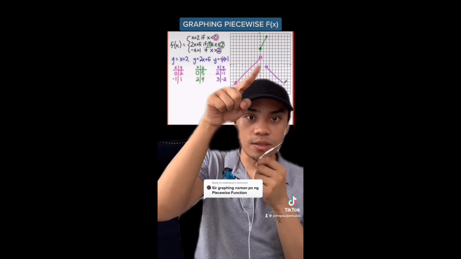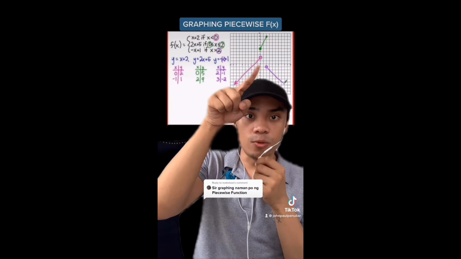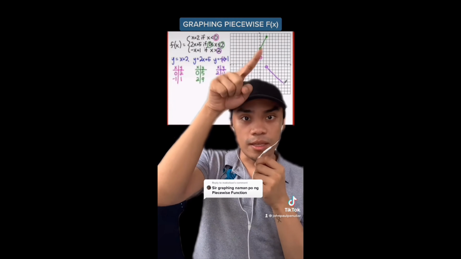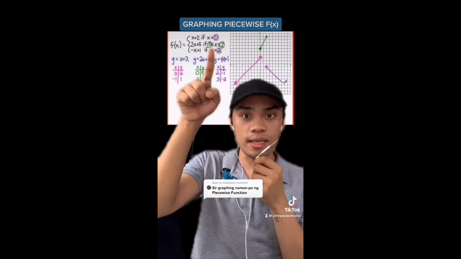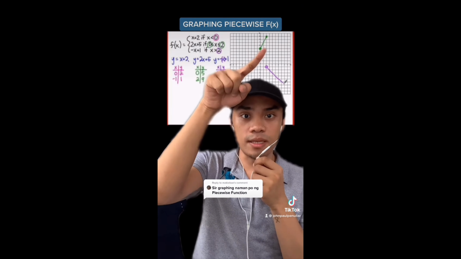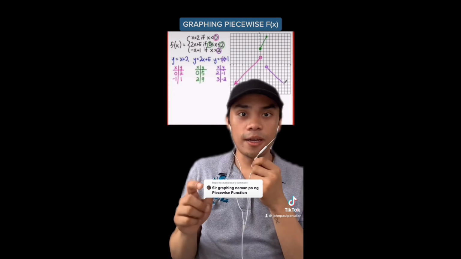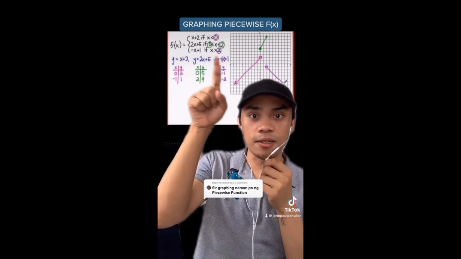Plot mo yun. 0, 5, ito yun. And then, 2, 9, ito yung 2, 9. And then, i-connect mo lang yun. Tapos, kung mapapansin mo, solid circle kasi nga, may equals dun. Kasama si 0, tsaka kasama si x equals 5. Okay? And then, yung third one is x greater than 2.